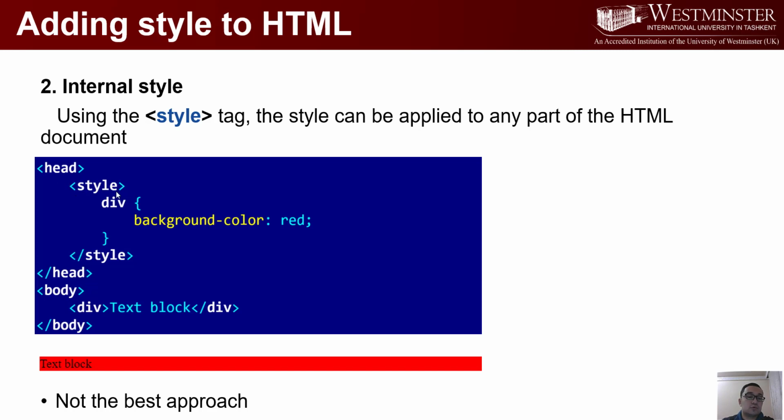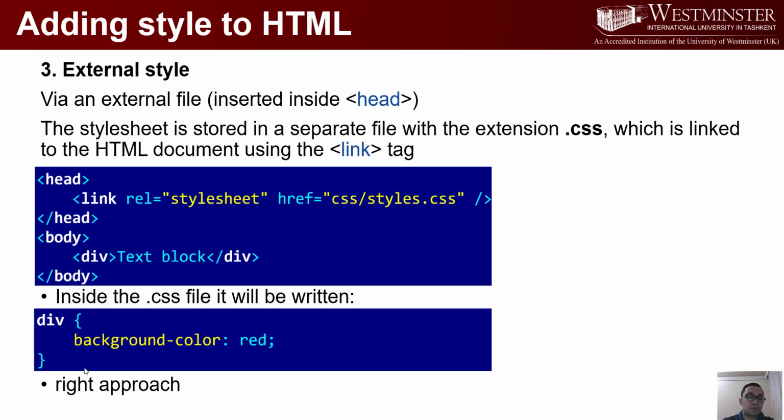Pay attention that I'm doing almost the same, but now I'm writing not HTML but CSS code. In CSS code, I will write the name of the element, and inside curly brackets, I will write the style that I want to apply to that element. In this situation, I'm saying to set background color red of the element with the name div, and I will achieve the same result again. However, this is also not the best approach. What is the best approach?